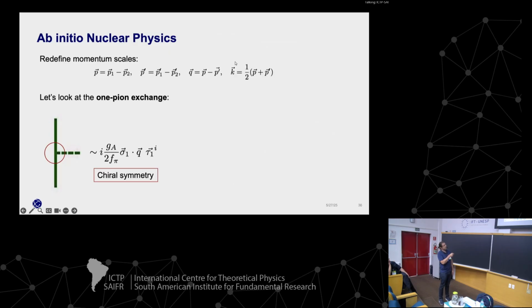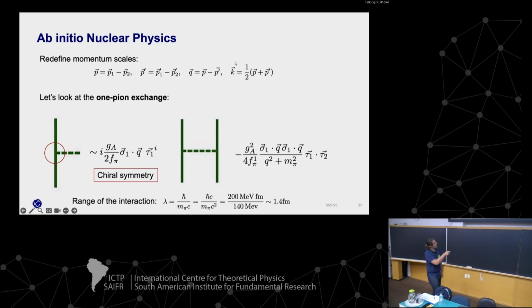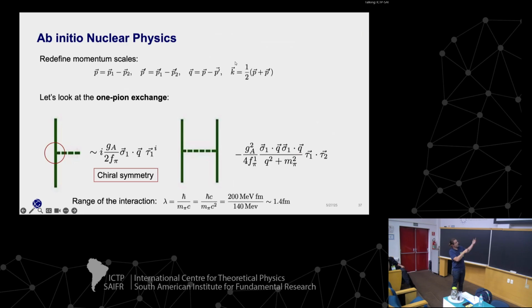It couples to the spin of the particle. It has an isospin component, and this comes from the fact that we have 3 different pions. If you have 2 neutrons, you can only exchange a neutral pion. If you have a neutron and a proton, you can exchange a charged pion. This is why it has to depend on the isospin. And then there's this coupling constant, g_A. So if we have the one pion exchange that looks something like this, we have 2 of these on either side, and then we get this interaction.